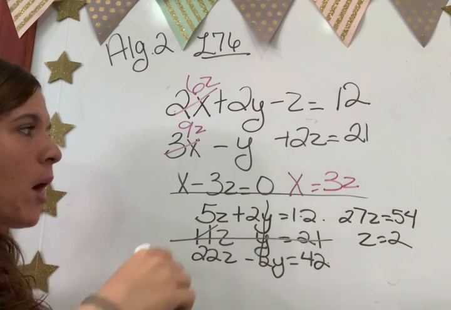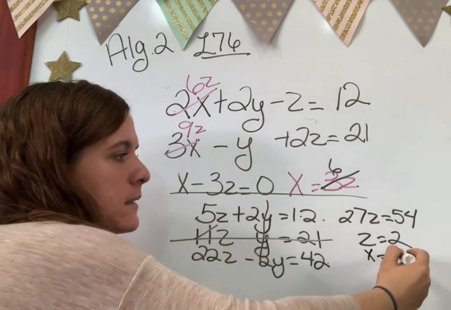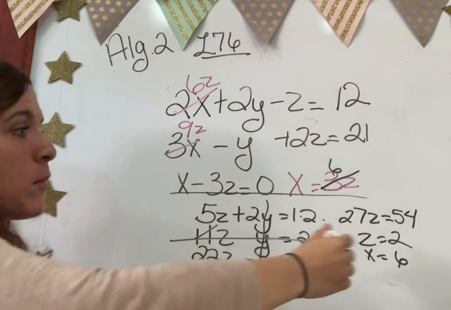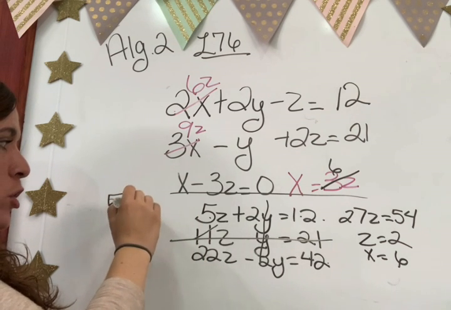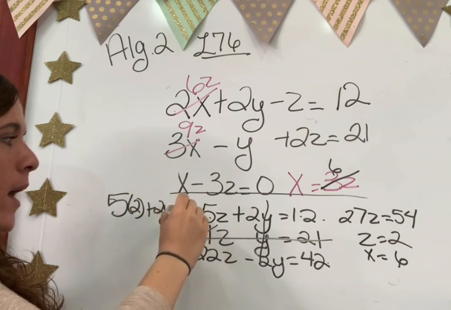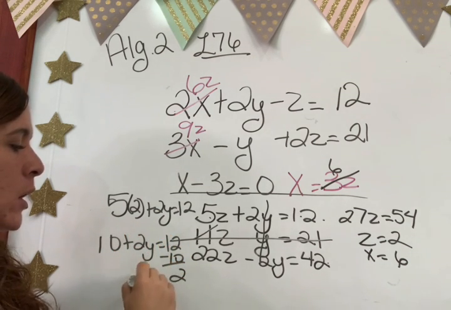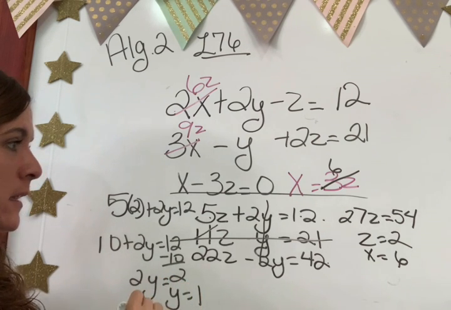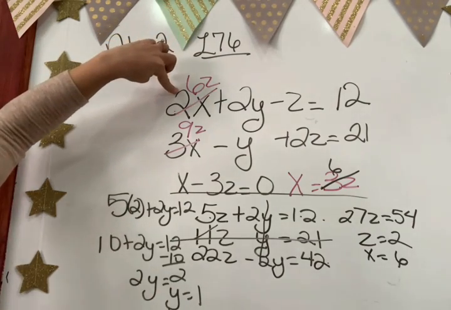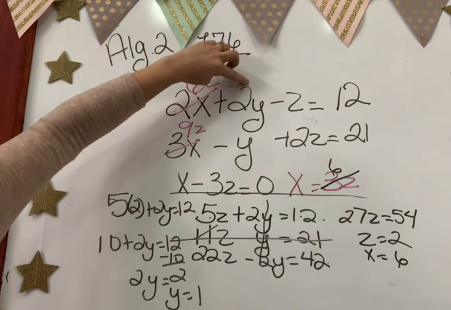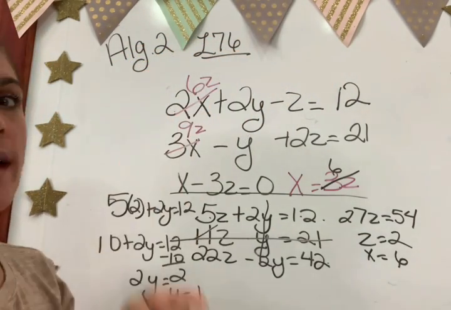If z equals 2, I'm automatically going to go over here and make this 2 times 3, 6, so x equals 6. And I'm just going to move this z over here to get my y. 5 times 2 plus 2y equals 12. 10 plus 2y equals 12, minus 10 is 2, so y equals 1. 1 is y, z is 2, x is 6. I'm going to plug it in here in my head just to make sure I got it right. 2 times 6 is 12, plus 2 times 1 is 2, so 12 plus 2 is 14. 14 minus 2 is 12, so we know we got it right.